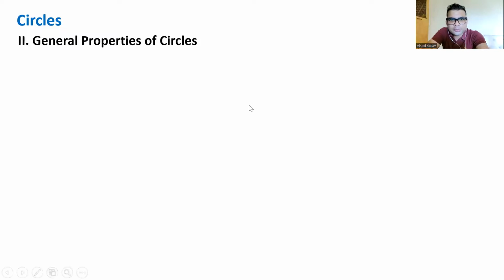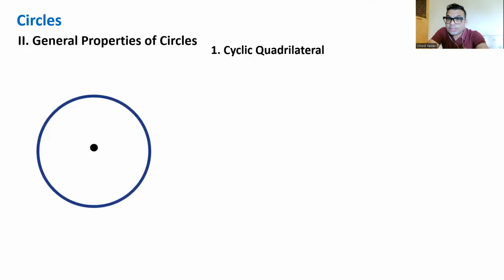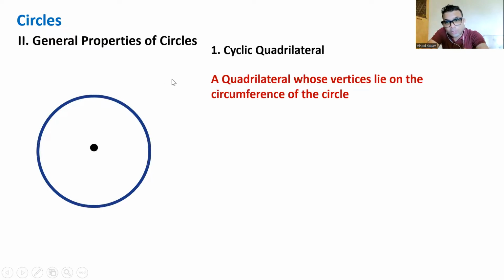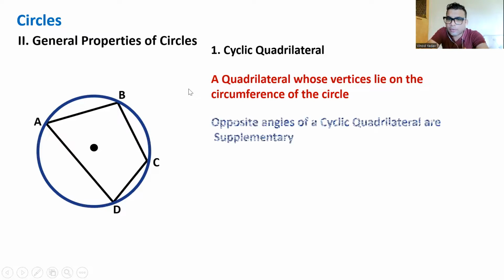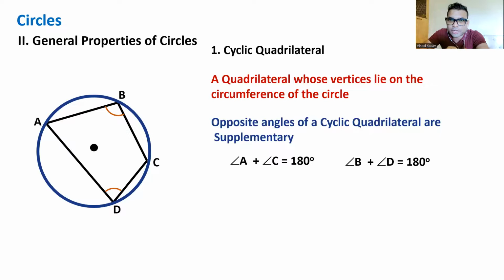Now some more properties. First, cyclic quadrilateral. Quadrilateral we know very well, a four-sided polygon. Now when does a quadrilateral become a cyclic quadrilateral? A quadrilateral whose four vertices all lie on the circumference, something like this, is called a cyclic quadrilateral. Now how will I identify this? The simplest way is that opposite angles of a cyclic quadrilateral will always be supplementary. Supplementary, remember, means the sum is 180. So A plus C will be 180. Similarly, B plus D will also be 180, right?